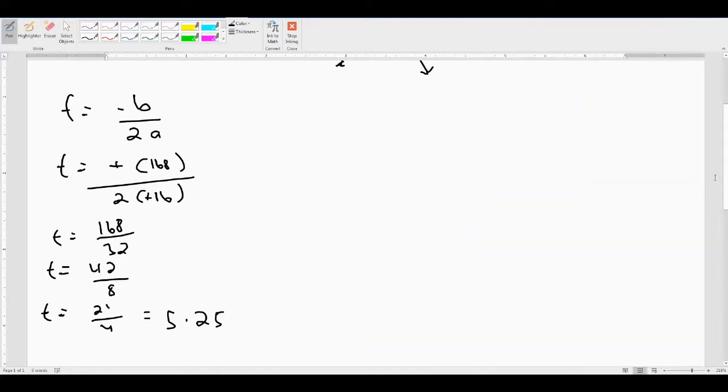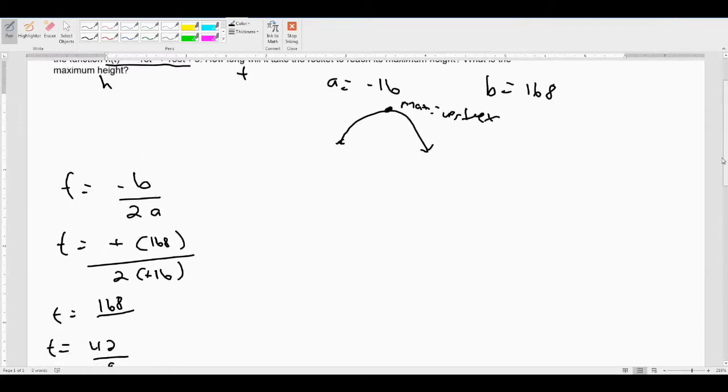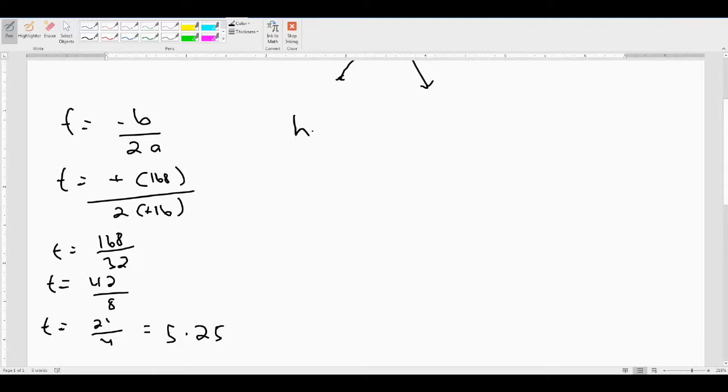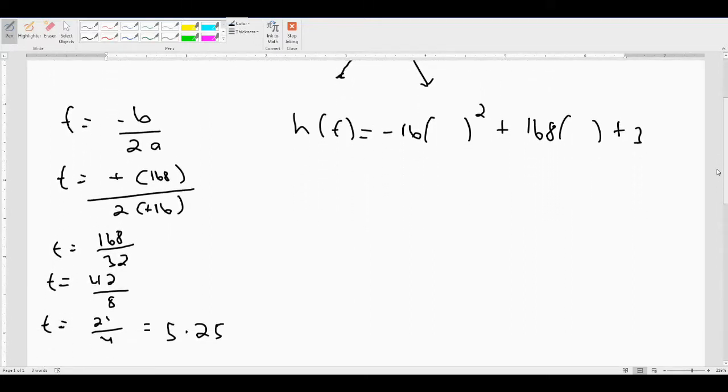Now, I need to find the y value, or in this case, the h of t value. That's going to be our maximum height. You can use either the fraction or the decimal. I'm actually going to use the fraction, because some systems want you to put the answer in fraction form, if it so happens to be a fraction. So I'm just rewriting this function, replacing the t with empty parentheses, because inside those parentheses we're going to use 21 over 4.